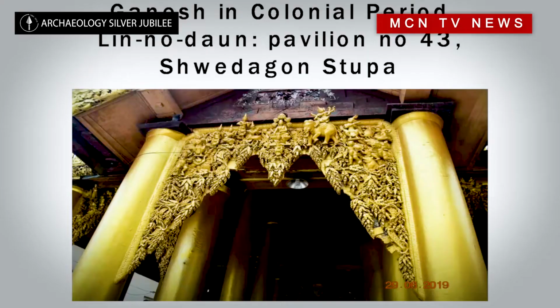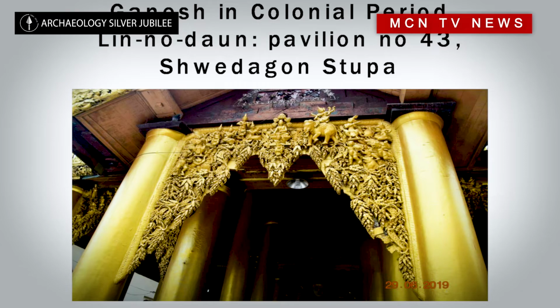So that's the third part of the presentation. Let's move on to the fourth part of the presentation: Ganesh in the colonial period. This is Linn Town, Pavilion number 33, Shwedagon Stupa. And this is Pavilion number 43 here. You can see the scene.